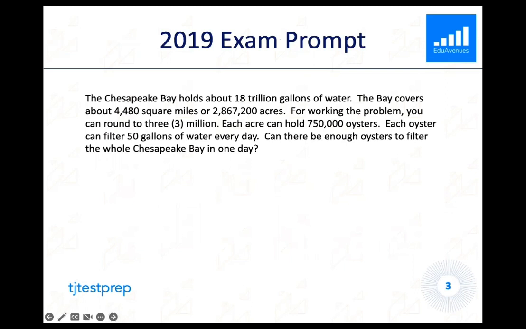So the question is, the Chesapeake Bay holds about 18 trillion gallons of water. The bay covers about 4,480 square miles or 2,867,200 acres. For working with this problem, you can round to 3 million. Each acre can hold 750,000 oysters. Each oyster can filter 50 gallons of water every day. Can there be enough oysters to filter the whole Chesapeake Bay in one day? Well, pause the video now and try and solve this problem on your own before we go over it together.